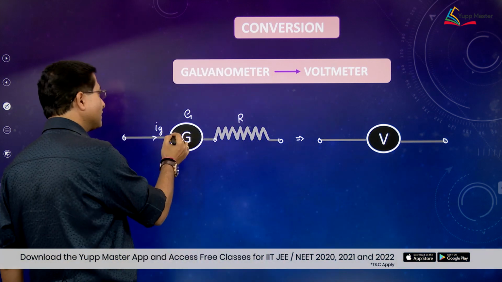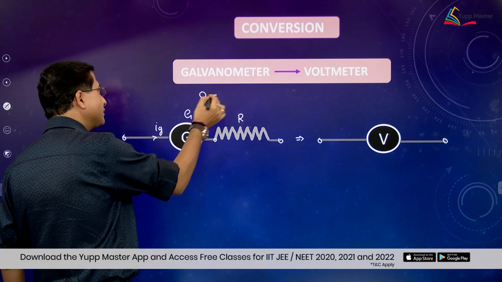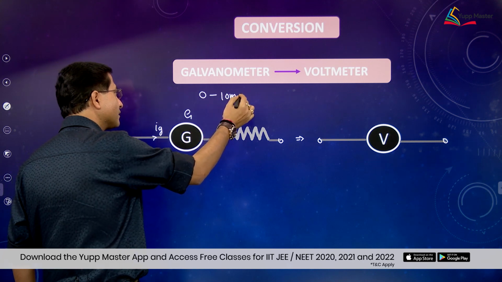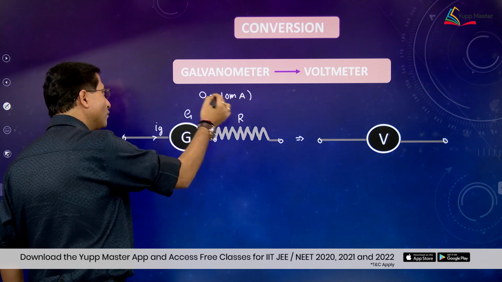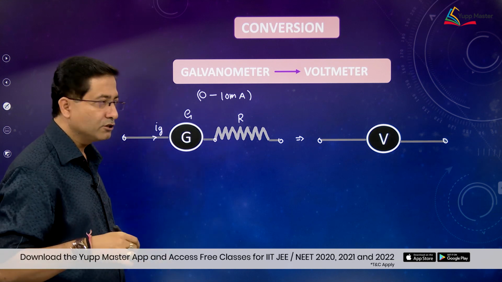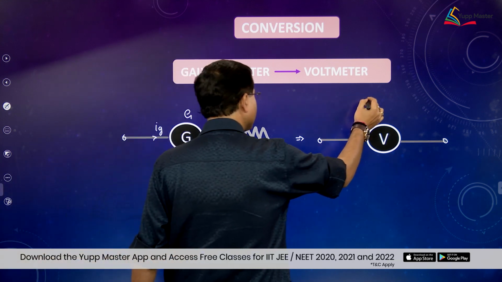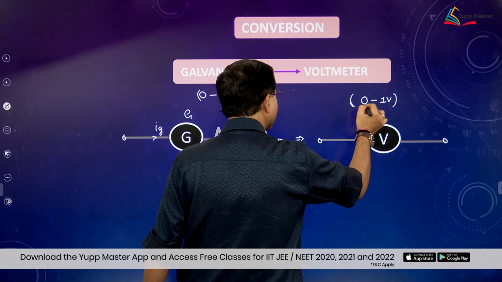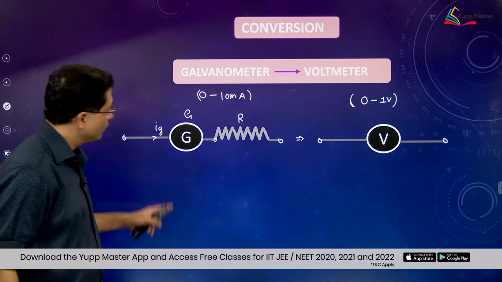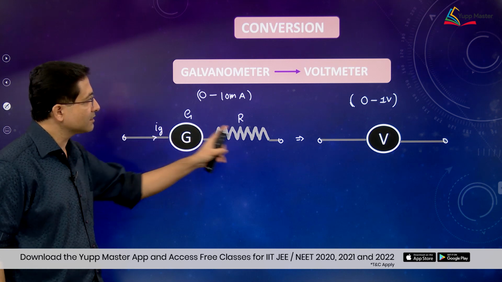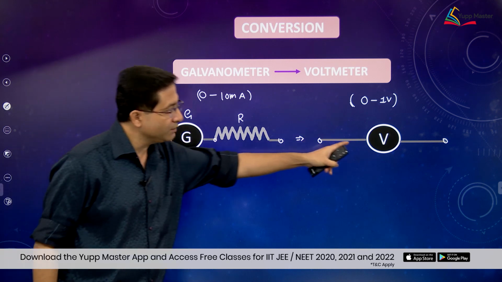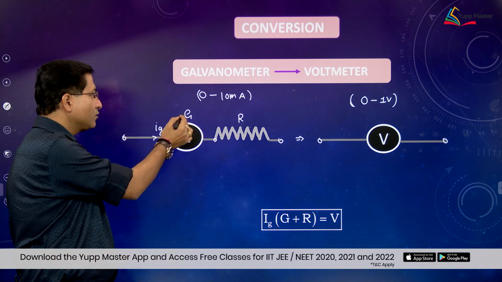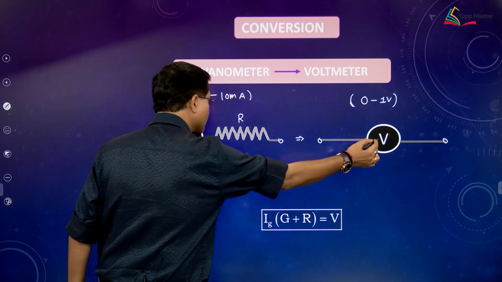Example like the previous one, here this galvanometer can measure 0 to say 10 milliampere, and I want a voltmeter which can measure 0 to 1 volt. So for this conversion, when Ig current is flowing, the potential difference across these two terminals must be equal to V, right. So this can be written this way: Ig into (G plus R) must be equal to this V.